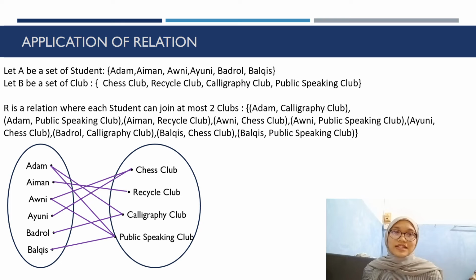And R is a relation where each student can join at most 2 clubs. I assign Adam to calligraphy club and public speaking club, Aiman to recycle club, Auni to chess club and public speaking club, Ayuni to chess club, Badrul to calligraphy club, and Balkis to public speaking club. And this is the diagram for the relation.